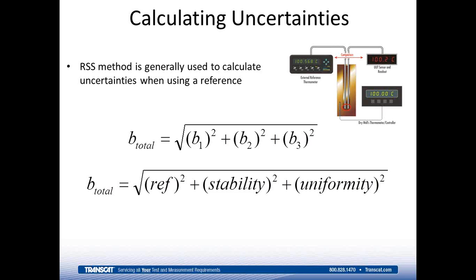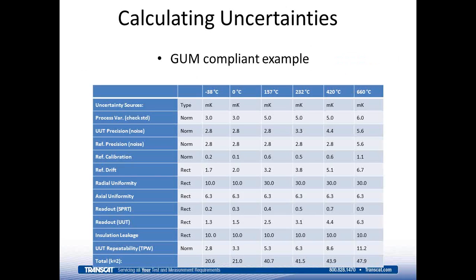The other way to approach the uncertainty calculation is through a fully GUM compliant uncertainty analysis, and in this example we have a list of uncertainties on the left and then a series of temperatures across the top, and at each temperature we evaluate how much each of the devices and parameters within our system contribute to the overall uncertainty. And at the bottom you get to see what the total is. So for example, at minus 38 degrees C, this is an example from our calibration lab here in American Fork. You'll see at the bottom we have a 20.6 millikelvin uncertainty associated with that measurement for this system.